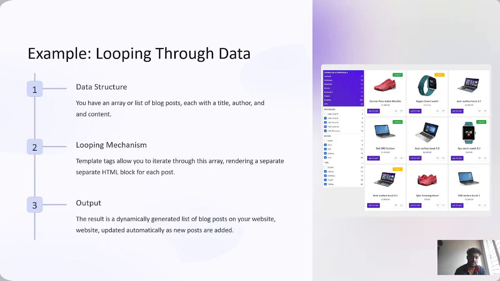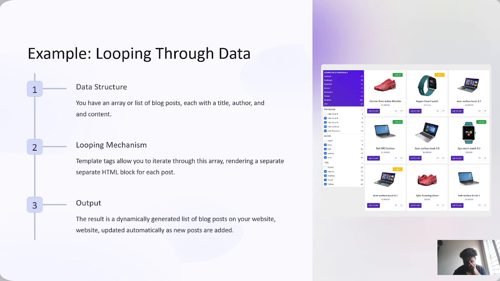Example for looping through the data: data structure, looping mechanism, output. Data structure: you have an array or a list of blog posts, each with title, author, and content. Looping mechanism: template tags allow you to iterate through this array, rendering separate HTML blocks for each post. Output: the result is a dynamically generated list of blog posts on your website.